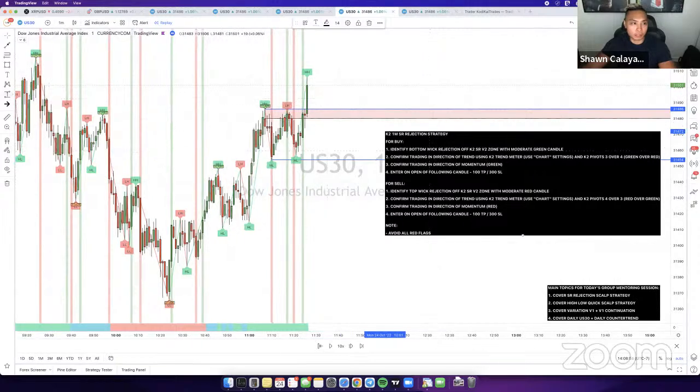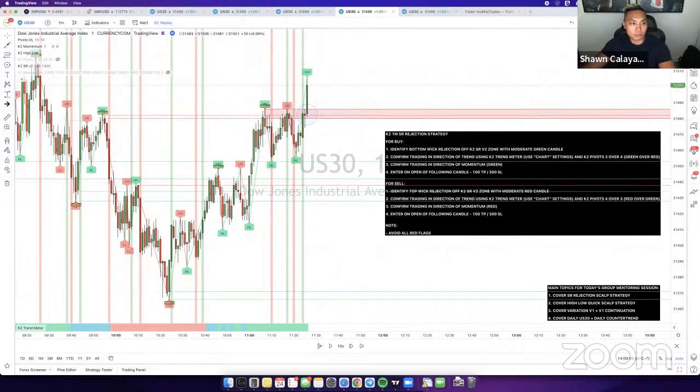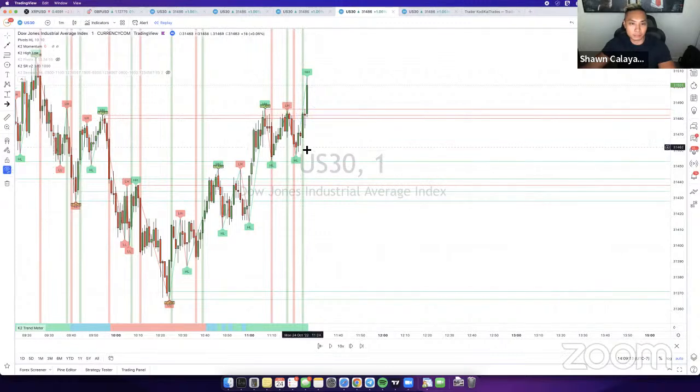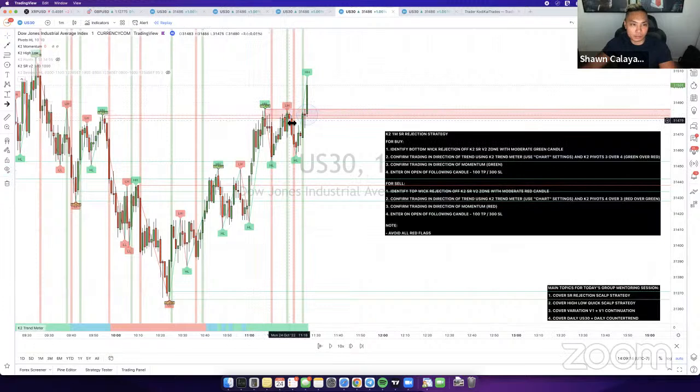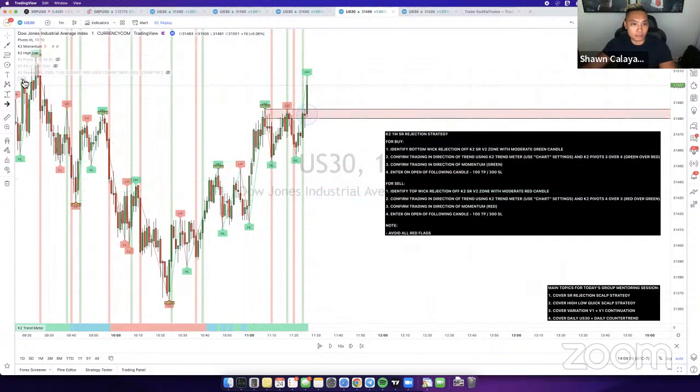with a moderate green candle. So looking at this candle right here, you can see that there is a wick rejection off the structure. This structure was drawn off the K2SR V2 indicator, which is right here. So typically you'd have your indicator on, but just to clean it up and make it easy for you guys to see, I just drew my own zone over it. So instead of just having these zones on here, I just draw my zone and then I turn it off to clean up the chart.